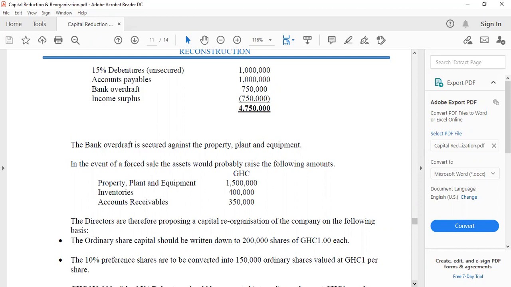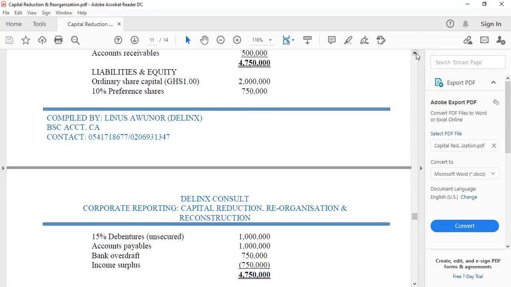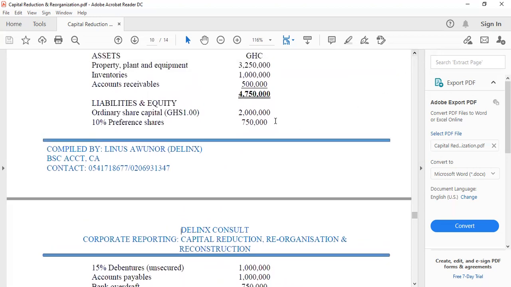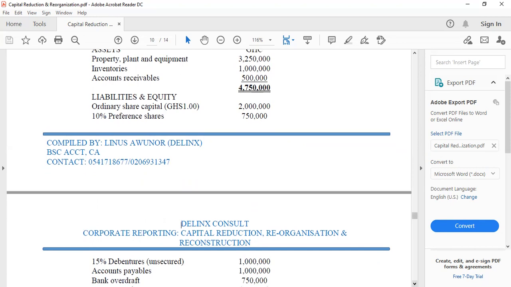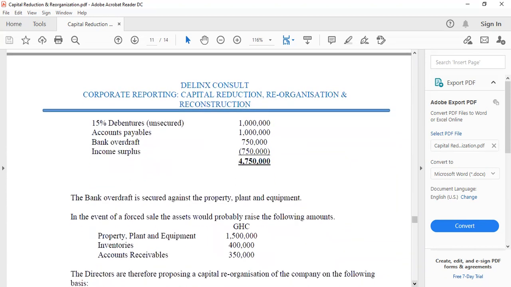Let's move. I want us to get the information about the liquidation first before we come to the statement of financial position. The 10% preference shares are to be converted into 150,000 ordinary shares valued at 1 cedi per share. So their new value will be 150. What was the old value? The old value was 750, isn't it? Yes. So they are also giving up 600,000. Both are gains. That will be the capital.